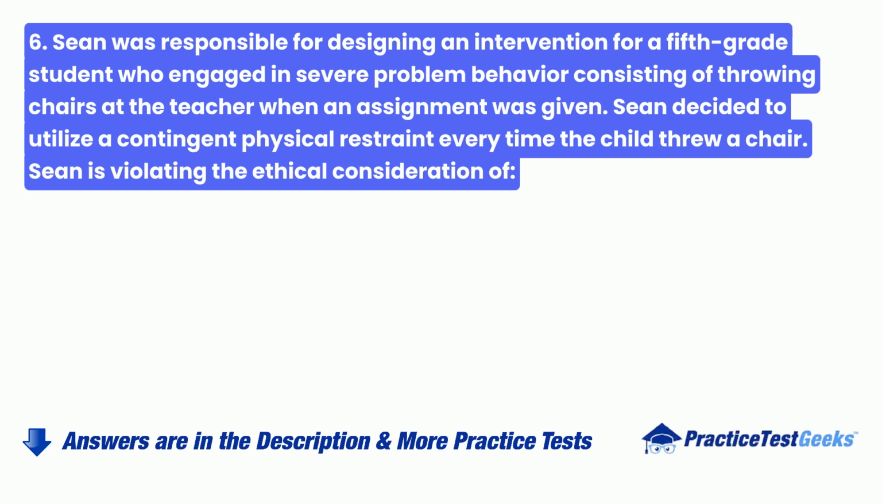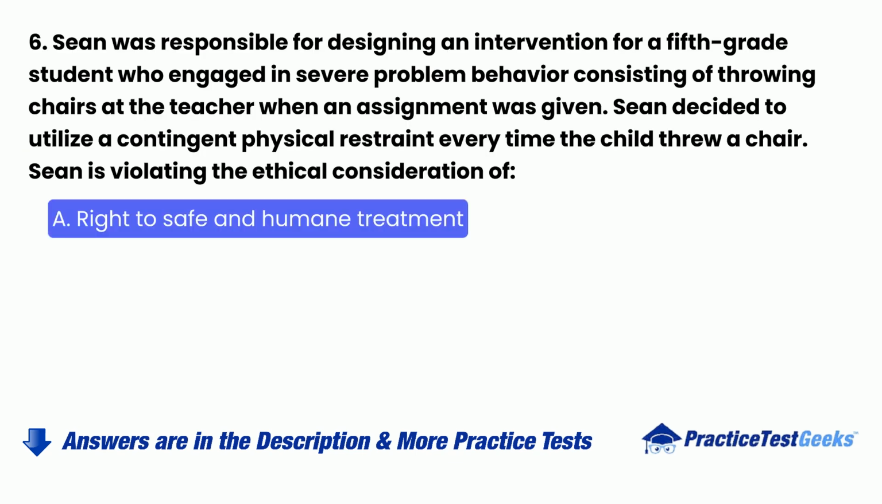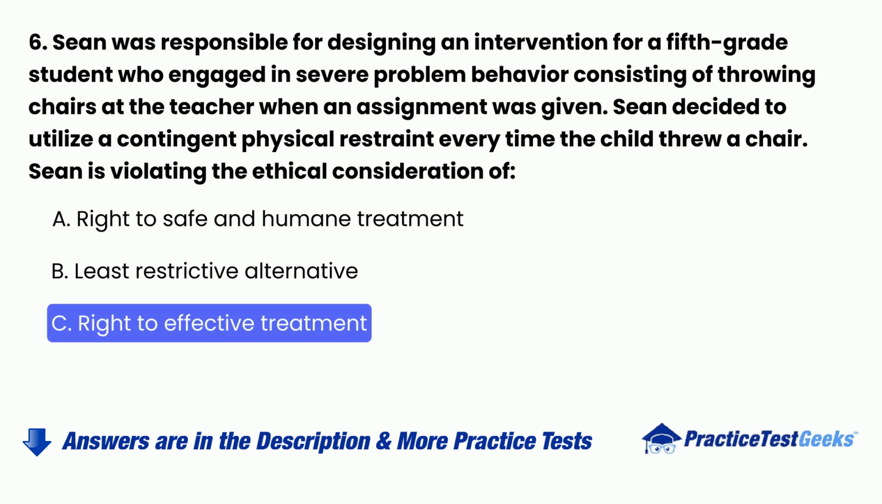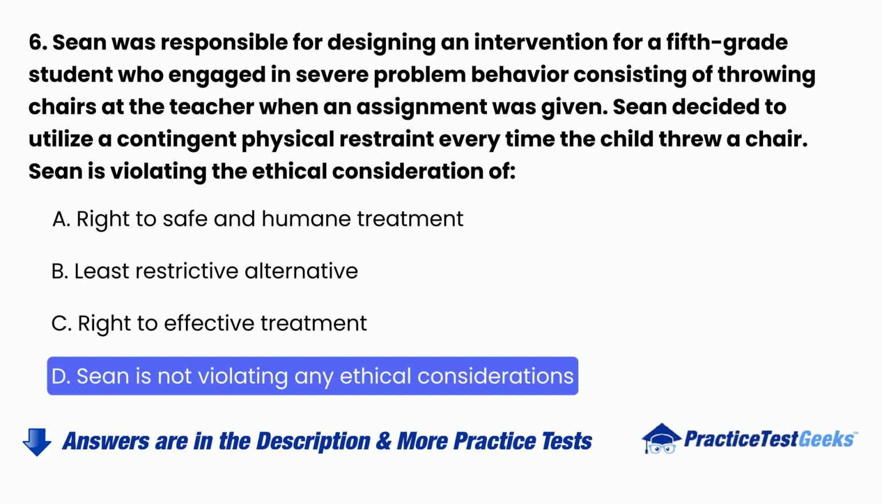6. Sean was responsible for designing an intervention for a 5th-grade student who engaged in severe problem behavior consisting of throwing chairs at the teacher when an assignment was given. Sean decided to utilize a contingent physical restraint every time the child threw a chair. Sean is violating the ethical consideration of A. Right to safe and humane treatment. B. Least restrictive alternative. C. Right to effective treatment. D. Sean is not violating any ethical considerations.